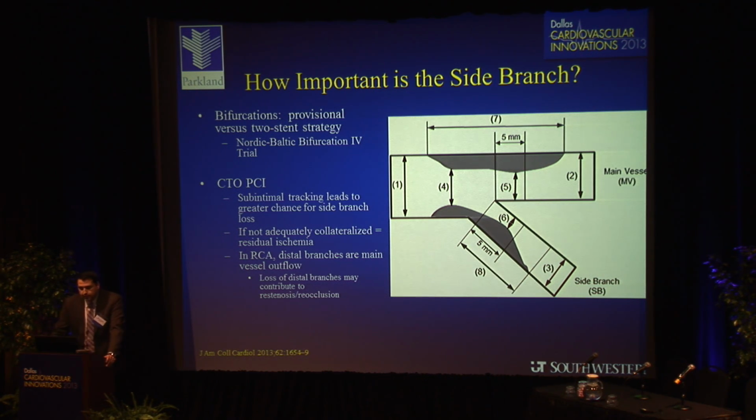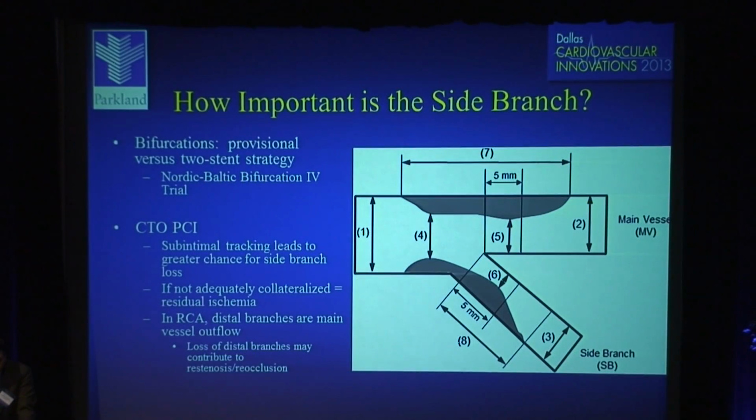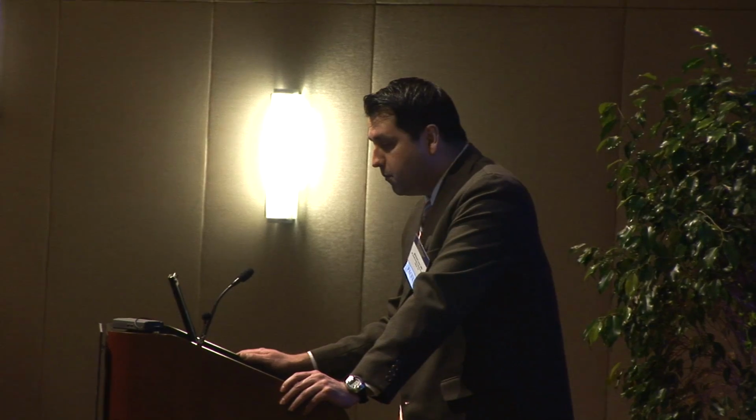In CTO PCI, the way we think about side branches is a little different, and it's important to consider what this means when we're doing these more complex interventional techniques. Of course, if you occlude a major side branch during a CTO PCI, that portends potentially a worse outcome for the patient because you're leaving an unrevascularized territory.